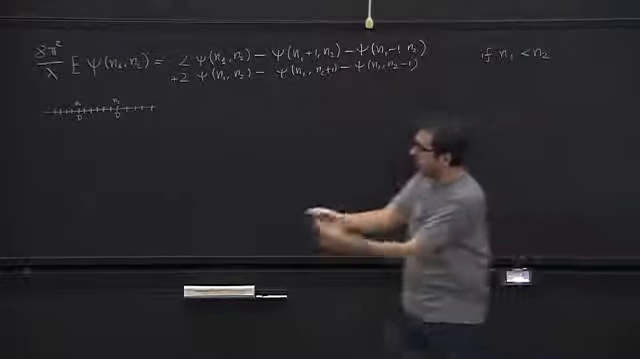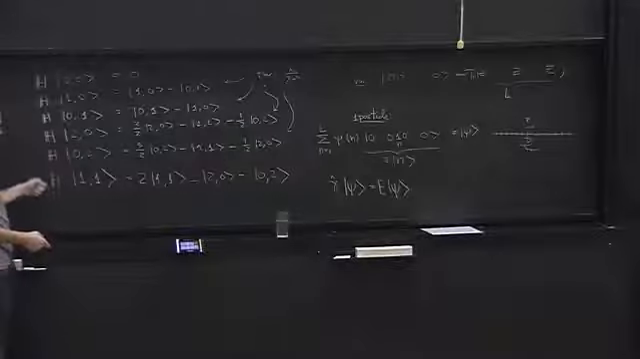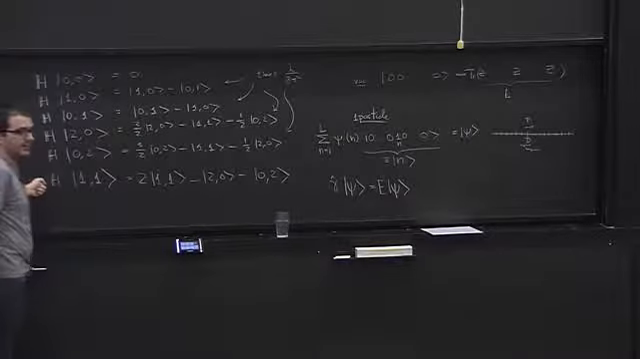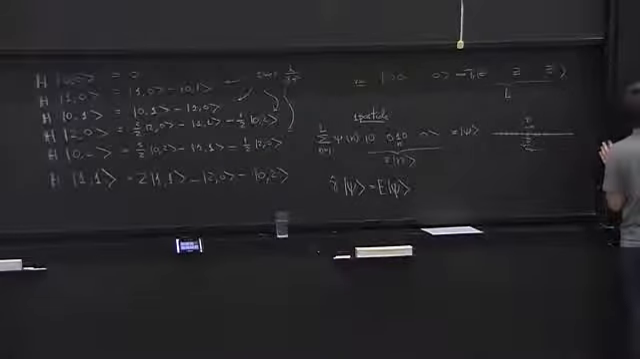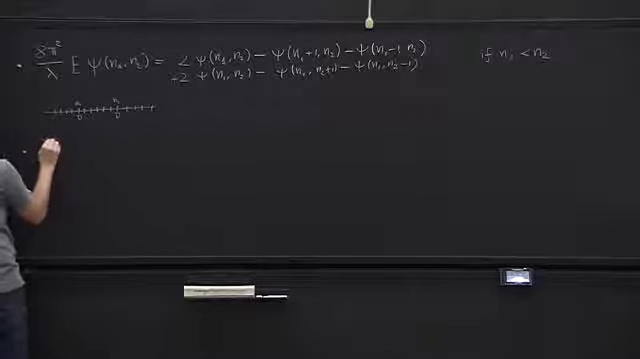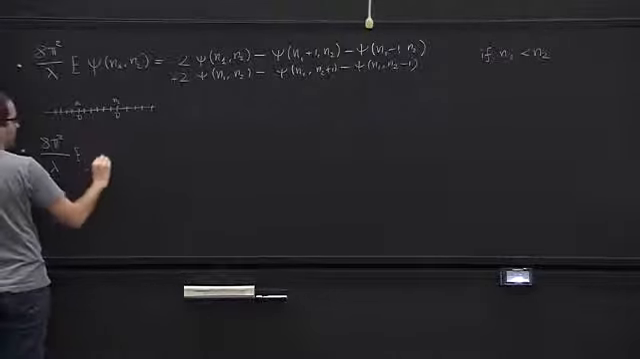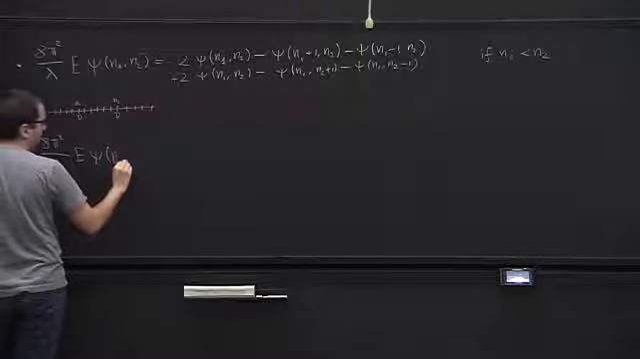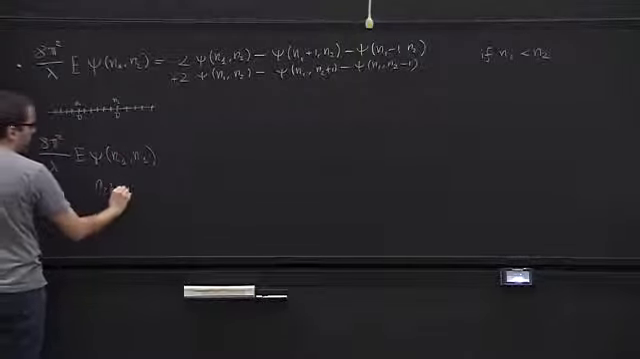But if they are close to each other, we have to be more careful and use now the Hamiltonian coming from these last lines. Okay? So we have this equation, but we have another one when they are close, which tells us that 8 pi squared over lambda times energy times psi of n1, n1. Okay, so this is what we get for n2 equal to n1.